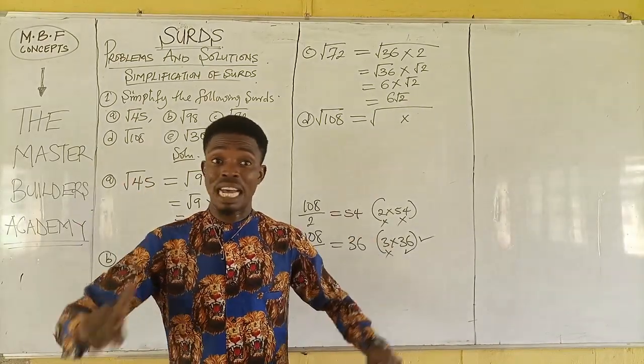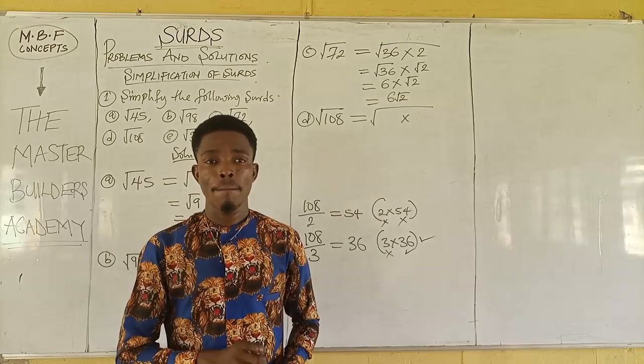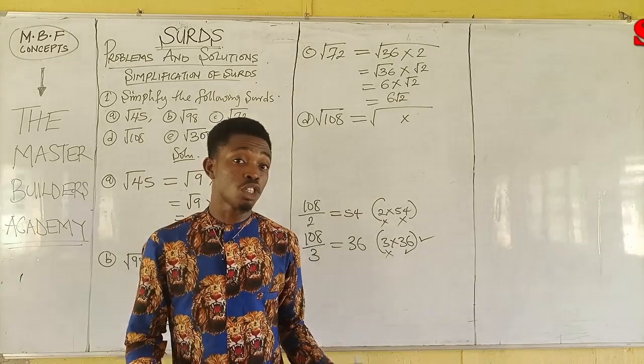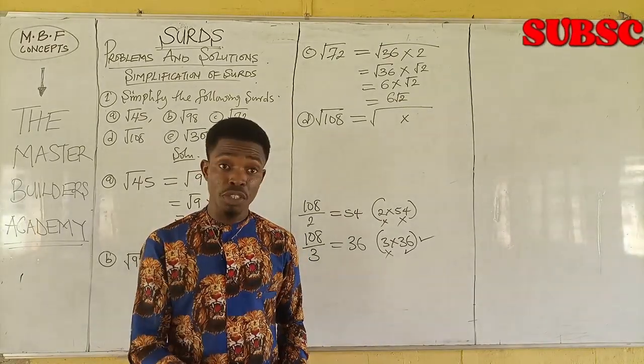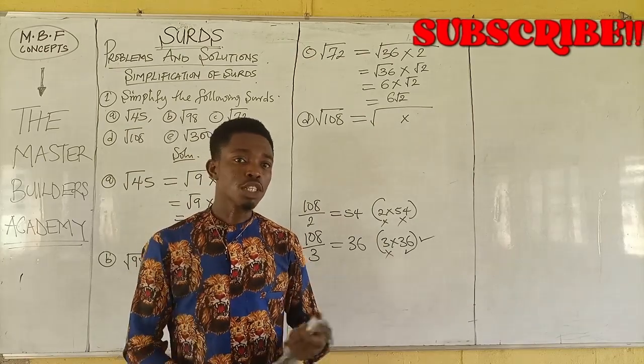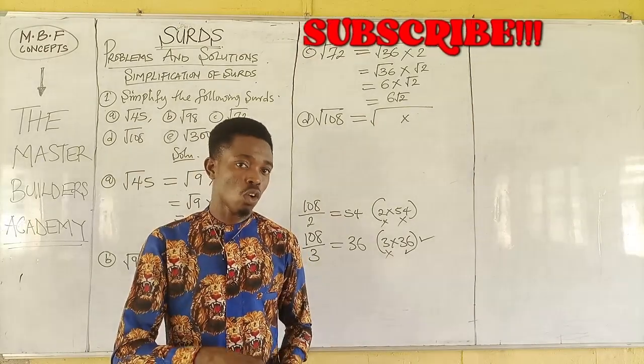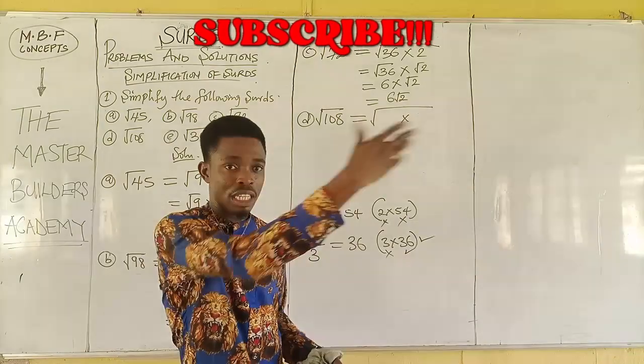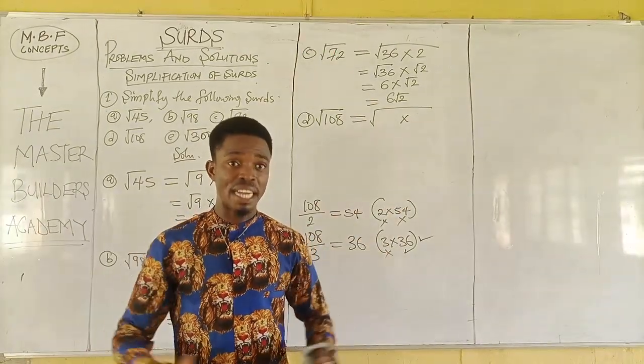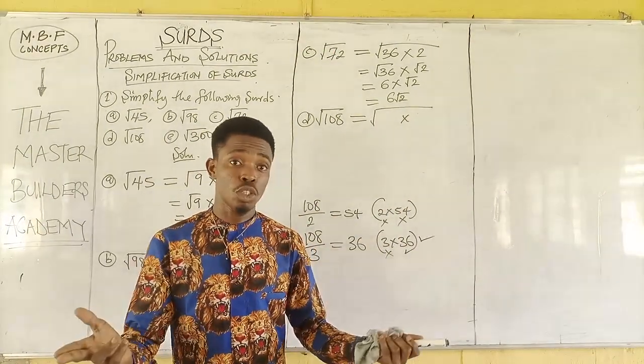Just start from the least number, and the least number, like I said, is 2. So you start dividing from 2. If the number is not divisible by 2, move to 3. If it's not divisible by 3, just like that, till you get one of the factors of that number, that will give you the second number after you might have divided the number by one of the factors you get to know.